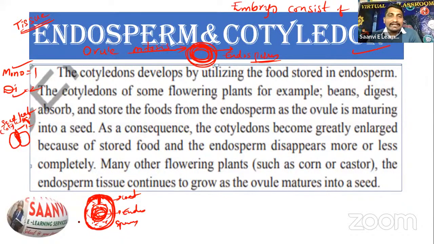Liquid portion can solidify and form like a... what do we call that?